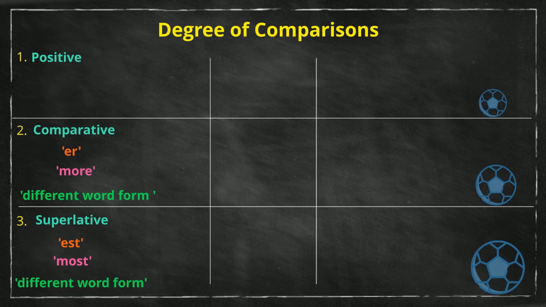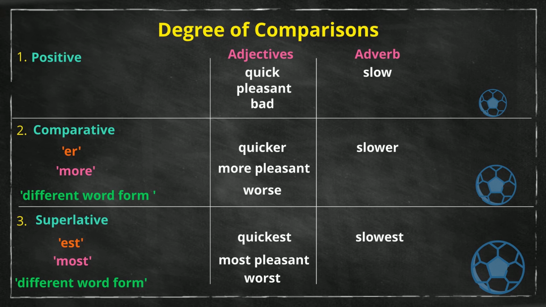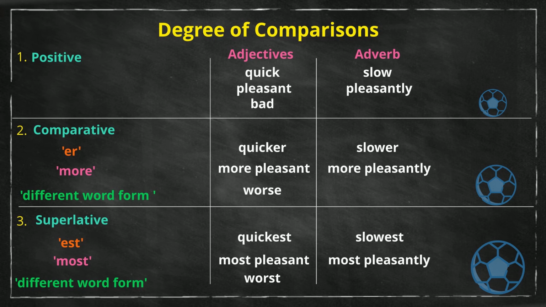Let's look at some examples. Adjectives. Quick, quicker, quickest. Pleasant, more pleasant, most pleasant. Bad, worse, worst. Adverbs. Slow, slower, slowest. Pleasantly, more pleasantly, most pleasantly. And badly, worse, worst.